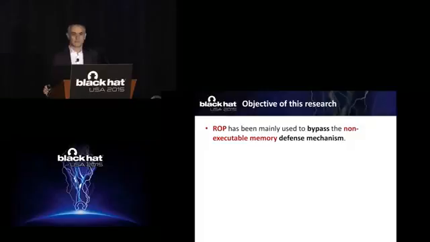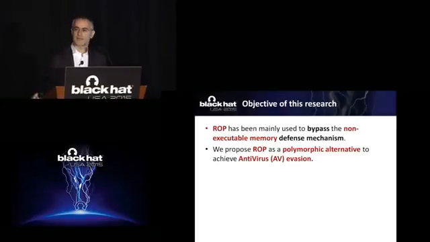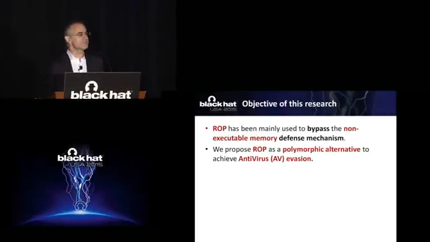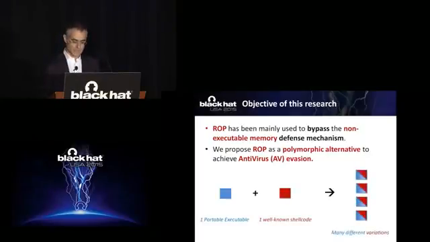What is the objective of our research? Up to now, ROP has been mainly used to bypass the non-executable memory defense mechanism known as DEP. In this work, we propose ROP as a polymorphic alternative in order to achieve antivirus evasion. As an example, we have one portable executable and one well-known shellcode, and with our tool we create many different variations of the portable executable that bypass antivirus detection.